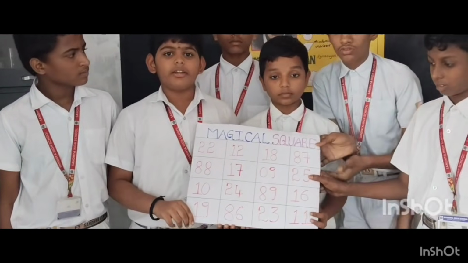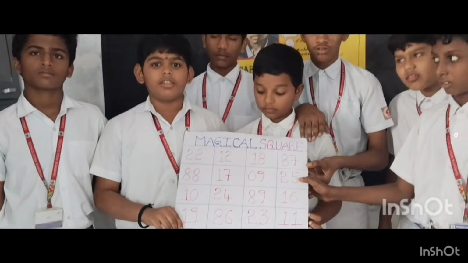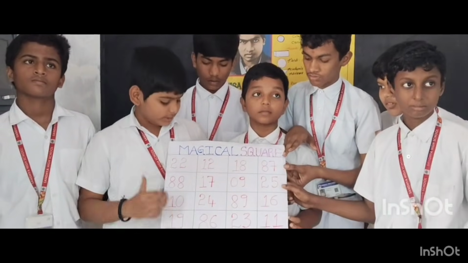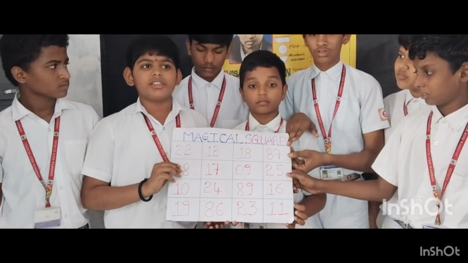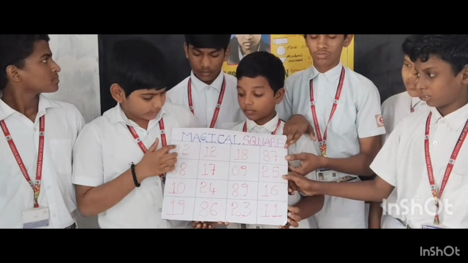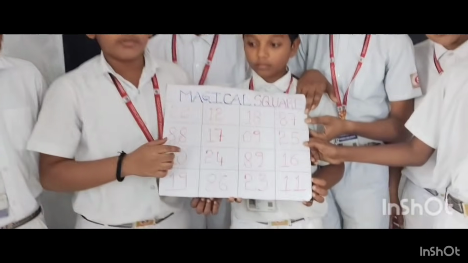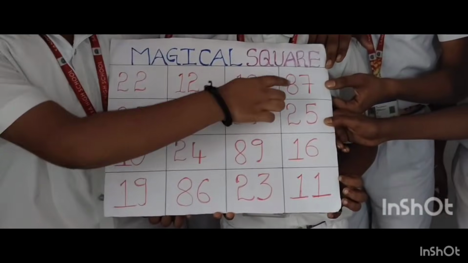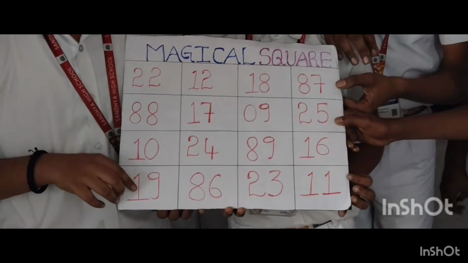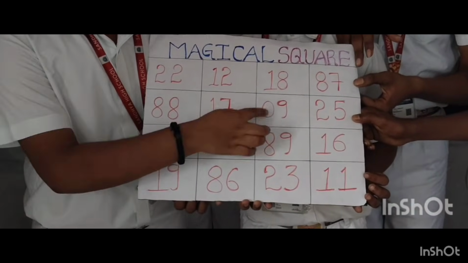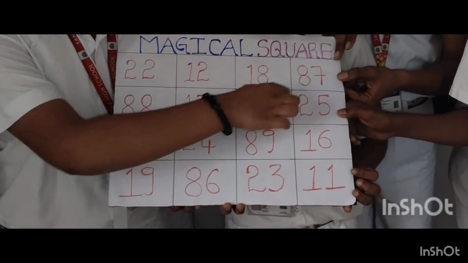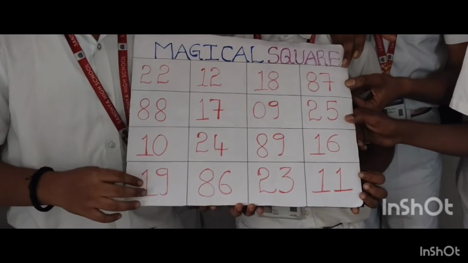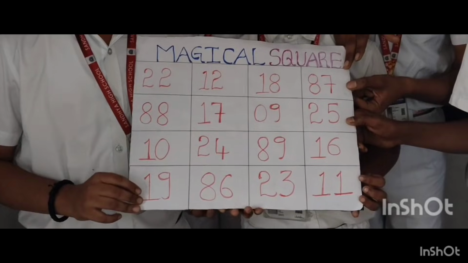A great Indian mathematician, Srinivasa Ramanujan, invented this magical square, and it is called Ramanujan's magic square. The opposite angles are equal to 139, and all sides are equal to 139. The middle four cubes are equal to 139, and the side of this is equal to 139. Thank you.